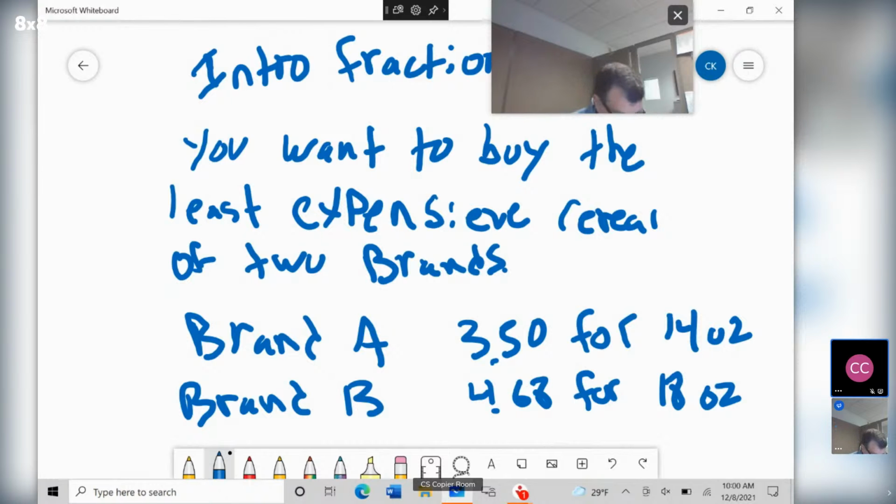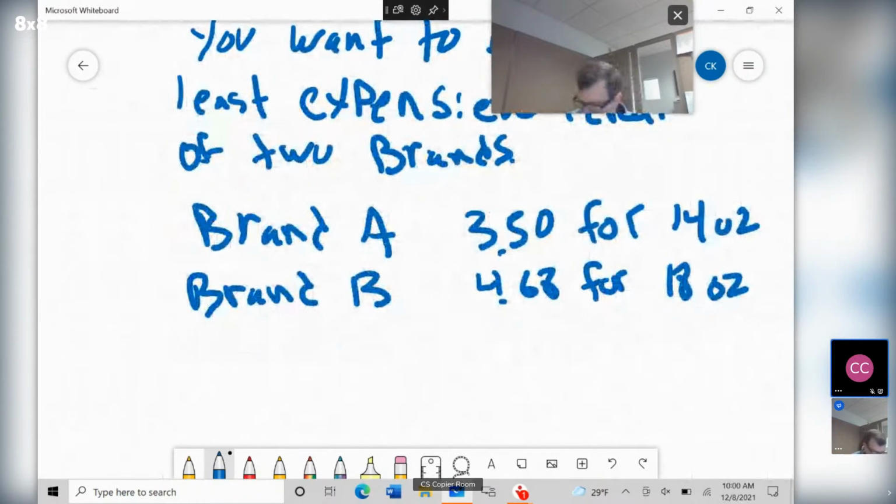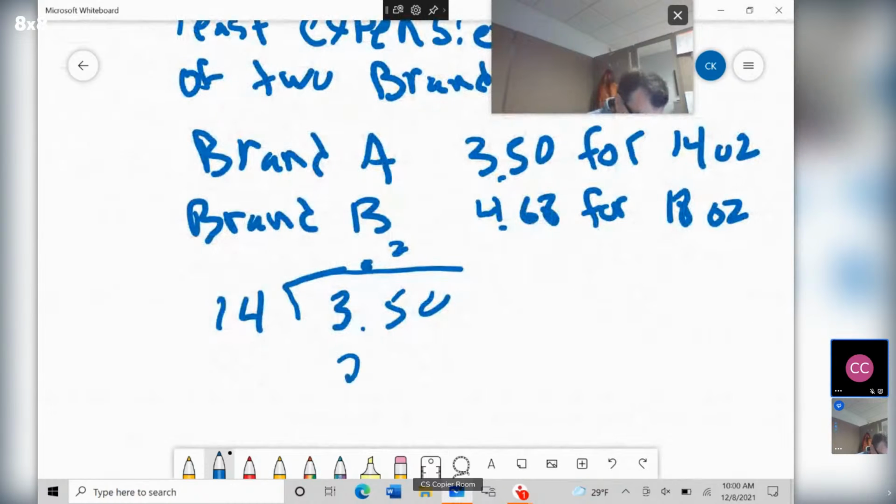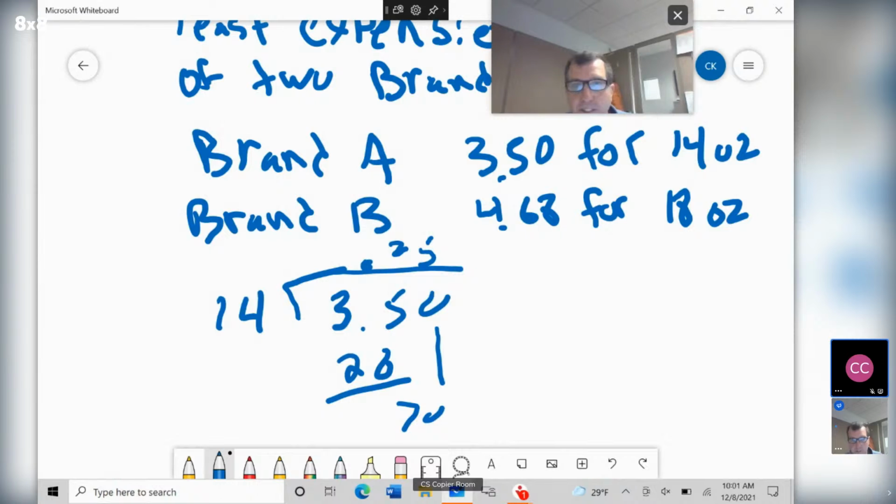So for brand A, we would do 14 into $3.50. First thing we want to do is bring the decimal up. And we know 14 goes into 35 two times. 2 times 14 is 28. 35 minus 28 is 7. We bring the 0 down, and 14 goes into 70 five times. So brand A is going to cost 25 cents an ounce. And we do the same thing for brand B.